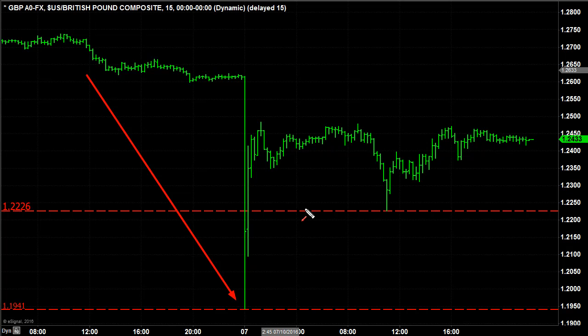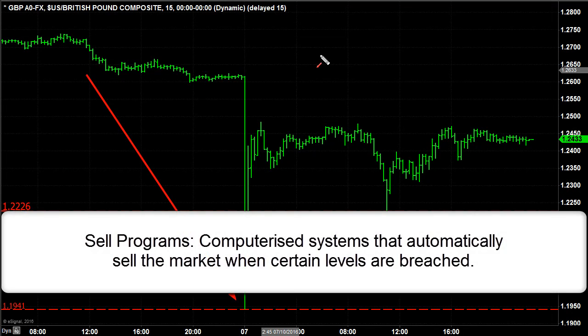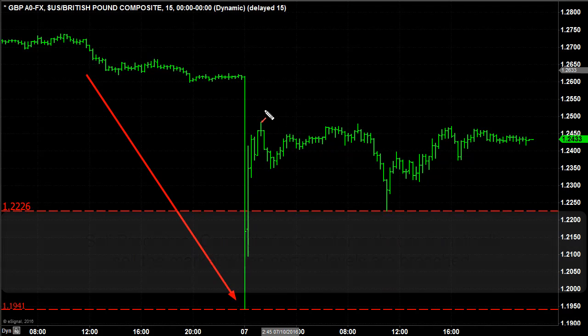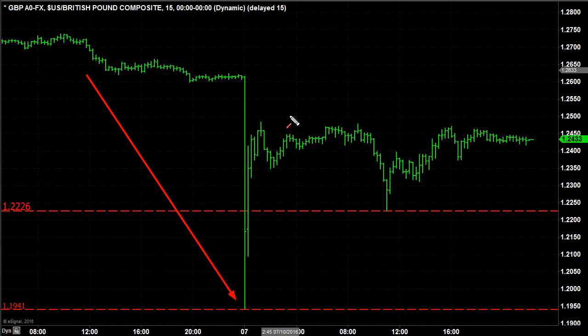The more likely and more plausible explanation for this flash crash on Friday is what is called sell programs. These are computerized sell programs produced by the big institutions, which come into action when markets break certain levels. And I think it's much more likely that those computerized sell programs are what caused this flash crash here.